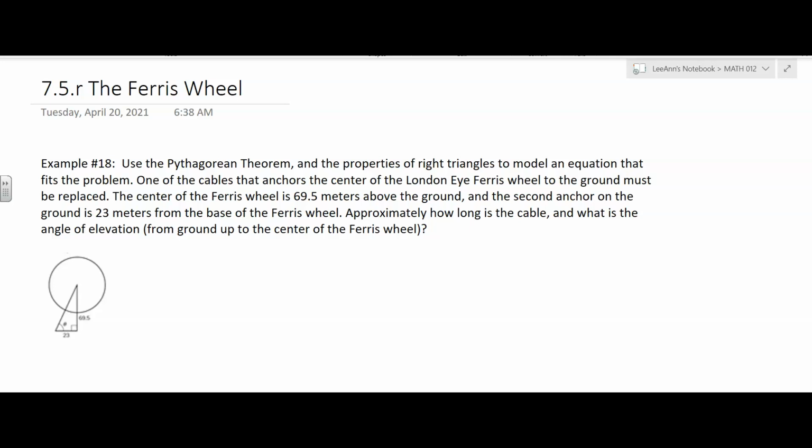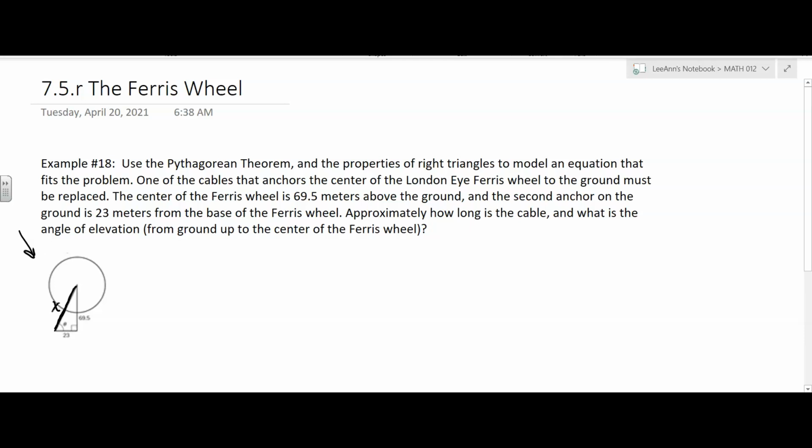Okay, so this problem is going to talk about the London Eye again, the Ferris wheel. It says use the Pythagorean theorem and the properties of right triangles to model an equation that fits the problem. Now, they give us a picture, which is very helpful. It says one of the cables that anchors the center of the London Eye Ferris wheel to the ground must be replaced. The cable is this cable right here, okay? So I'm going to call that X.